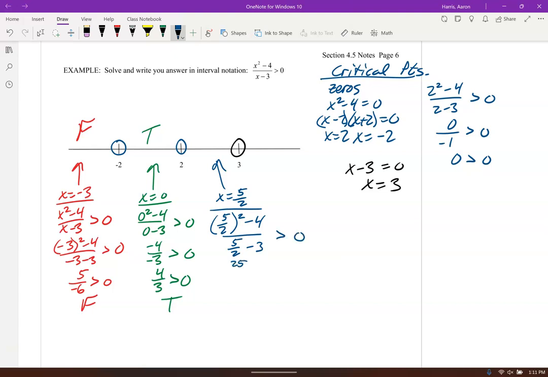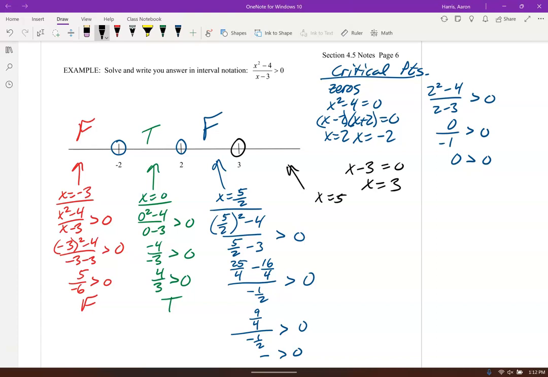So I got 25 over 4 minus 4, which is 16 over 4. This is all over 5 halves minus 3. Well, 5 halves minus 6 halves is negative 1/2 on the bottom. And I got 25 minus 16, so I got 9/4 over negative 1/2. Well, that's a positive over a negative. Is a negative greater than 0? You say it's definitely not. In other words, negative 18/4. Is that greater than 0? No.